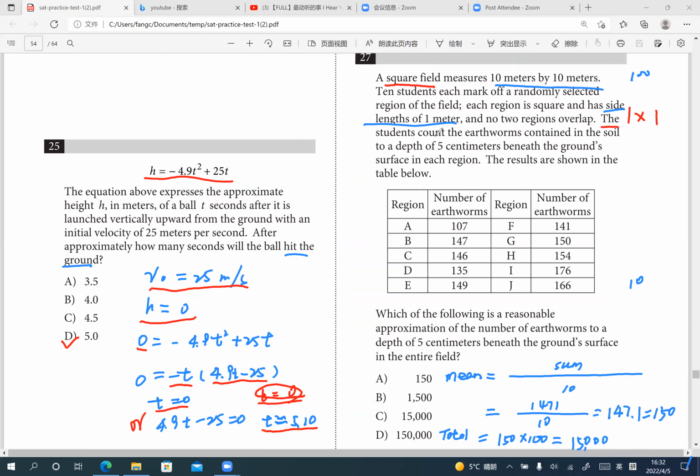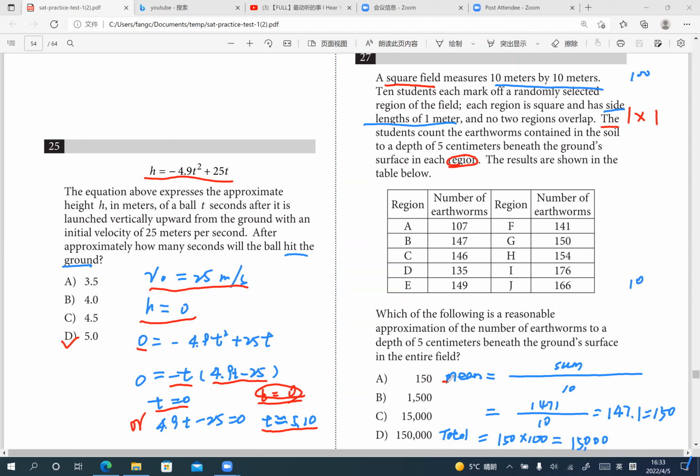The students count the earthworms contained in the soil to a depth of 5 centimeters beneath the ground surface in each small region, and the results are shown in the table below. Question: which of the following is a reasonable approximation of the number of earthworms to a depth of 5 centimeters beneath the ground surface in the entire field? So how to find a reasonable approximation of the number of earthworms in that big square field? First, let's find the reasonable approximation of the number of earthworms in each small region.